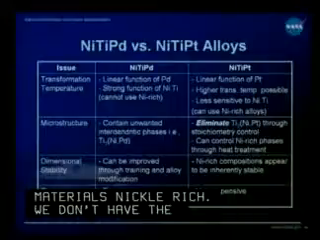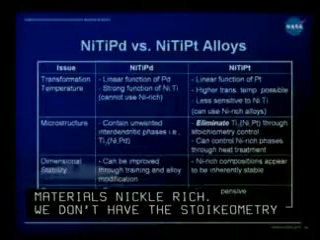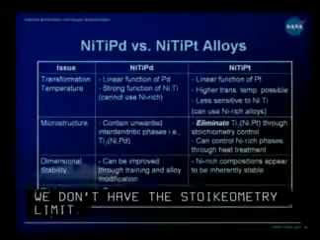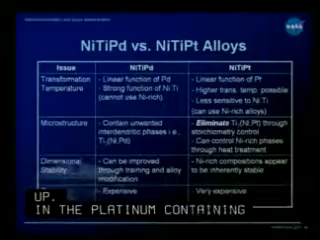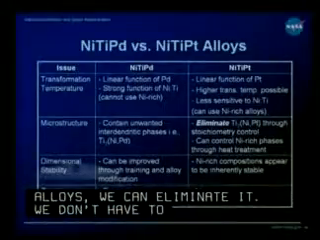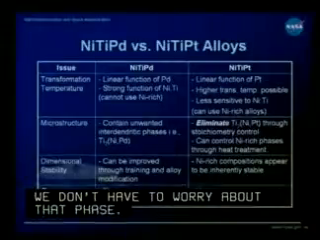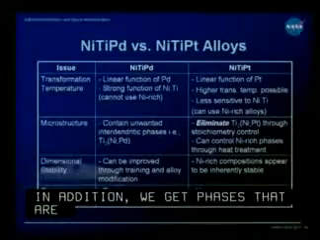Ti2Ni is a bad phase. We're kind of stuck with that in the titanium-rich alloys, but we can't help it. All we can do is mechanically work and break that phase up. In the platinum-containing alloys, we can eliminate it. We don't have to worry about that phase. And in addition, we get phases that are beneficial. We get fine precipitate phases that we can go ahead and manipulate for strengthening concerns.